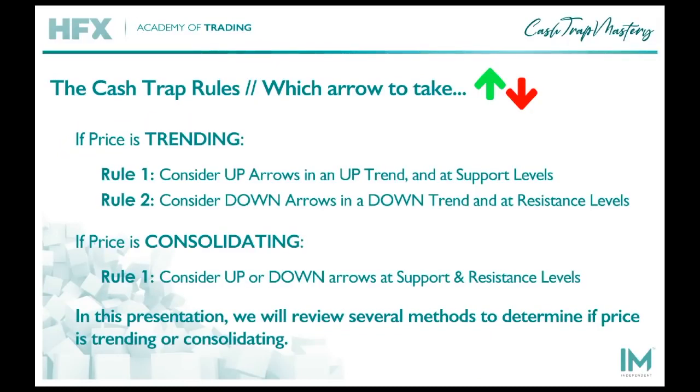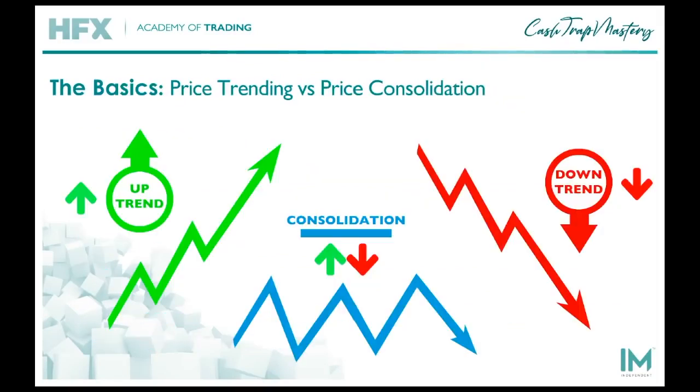Now, to utilize Cash Trap, there are a few basic rules. We try and keep this really simple, and it comes down to these two primary rules. If the price is trending, rule number one is that we consider up arrows in an uptrend and at key support levels. Rule number two is to consider down arrows in a downtrend and at resistance levels. If price is consolidating, we really only have one rule, which is to consider up or down arrows at support and resistance levels. We can identify the trend direction by looking for breakout and retests either in an uptrend or in a downtrend. If price is not pushing beyond previous pivot points, we look at this as consolidation and can consider arrows in both directions.